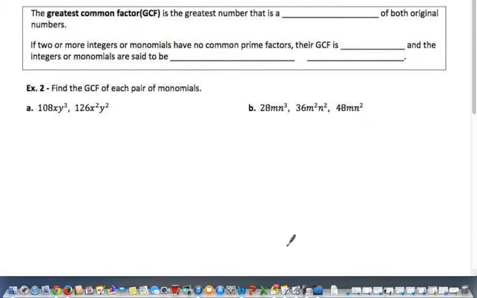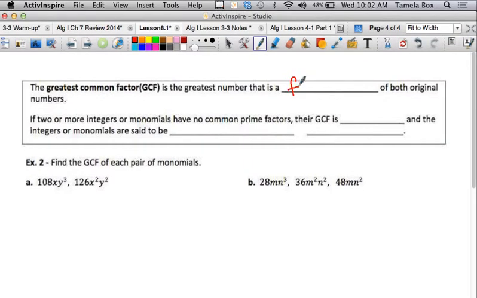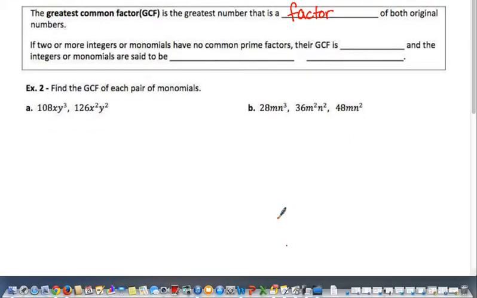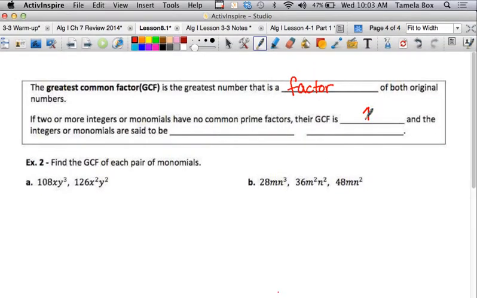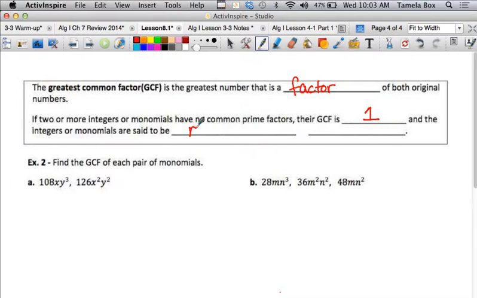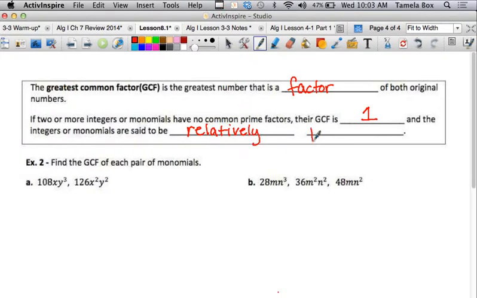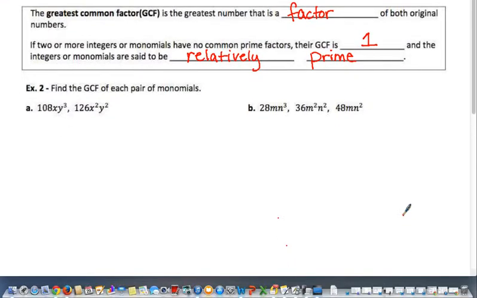So the greatest common factor is the greatest number that is a factor of both original numbers. Okay, so if 2 or more integers or monomials have no common prime factors, their GCF is 1. That's it. Because that's the only thing that'll go into both of them. And the integers or monomials are said to be relatively prime, meaning if I compare those two to each other, they are prime numbers, just because I can't get a common factor.